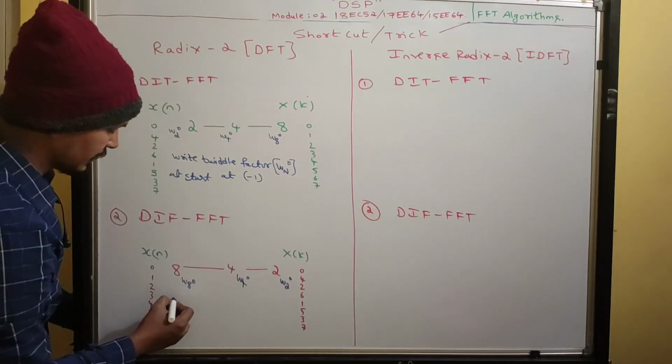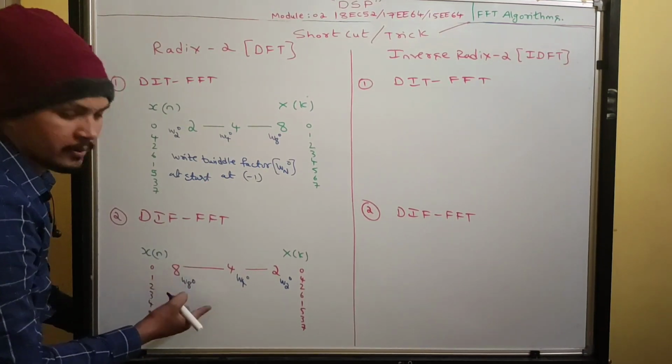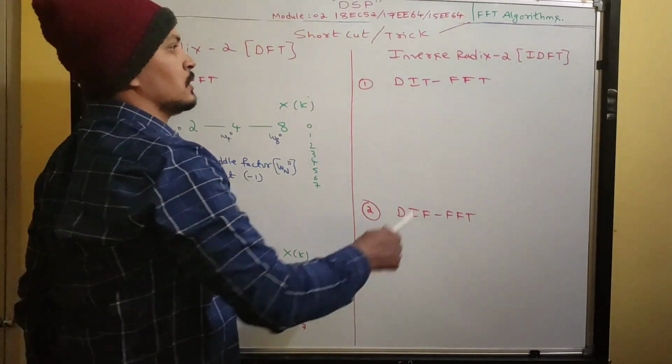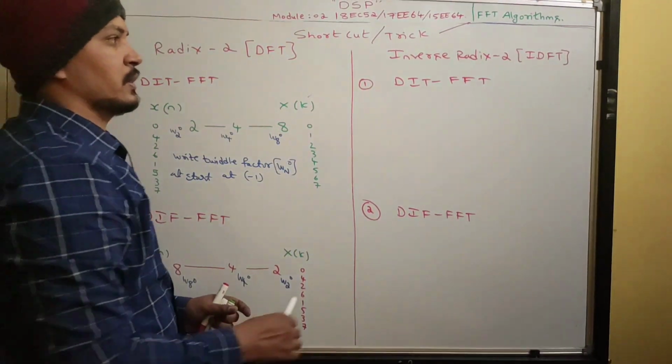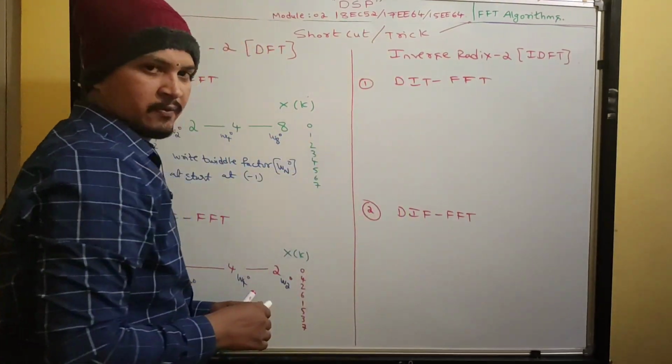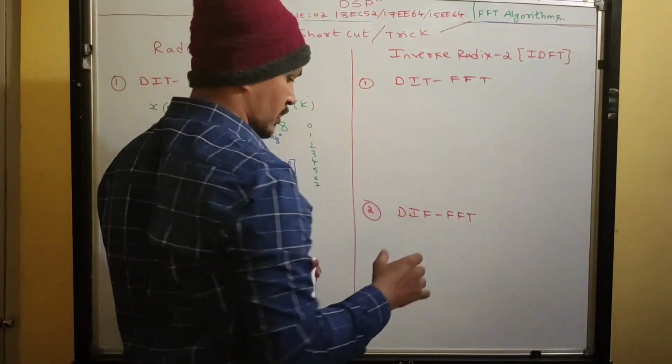Okay. Write twiddle factors after the butterfly. Okay, next: inverse radix-2 DIT FFT. In that first one is DIT FFT. Keep in mind, inverse means what?